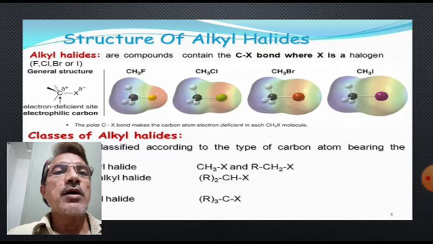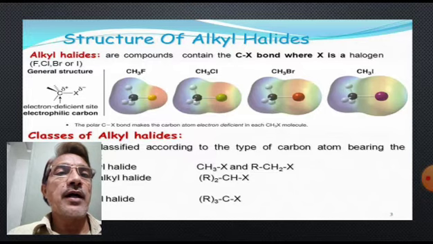General formula of alkyl halides is written as capital R-X. R may be alkyl. Alkyl may be methyl, ethyl, propyl, butyl, etc. X may be F, Cl, Br or I.